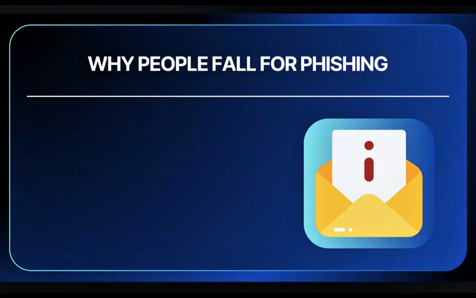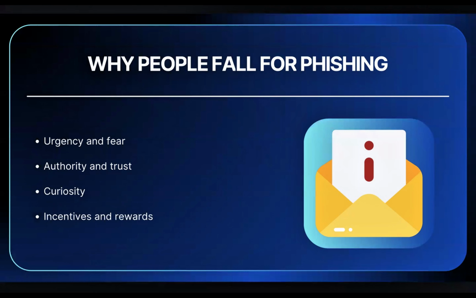Why do people fall for phishing? We should ask ourselves why. It is because phishing exploits predictable human triggers. To explain that better, urgency and fear force quick decisions. Also, authority and trust lower suspicion, and curiosity drives clicks, like you just want to see what is happening there. And incentives and rewards reduce caution. When they tell you that you've just won a lottery of $1 million, sometimes you don't even think about it. You want to quickly claim the money without being cautious or having a second thought. So incentives and rewards can reduce caution as well, and people fall for that.